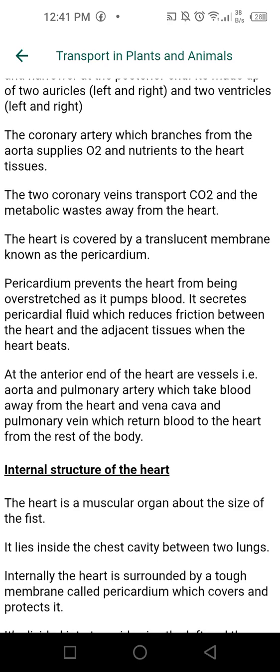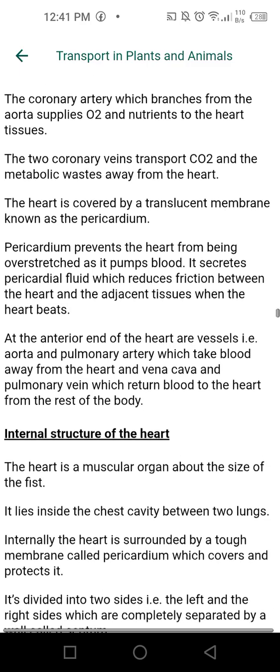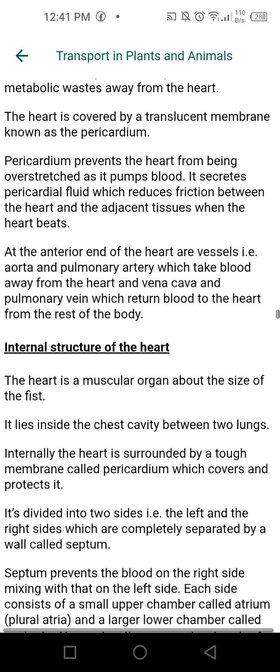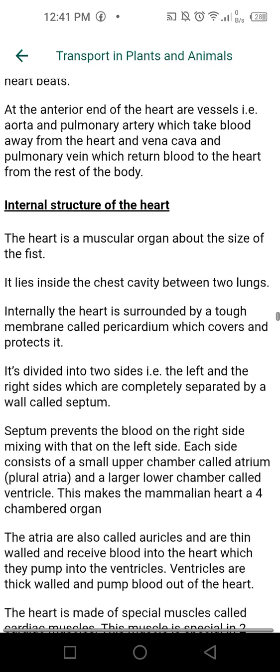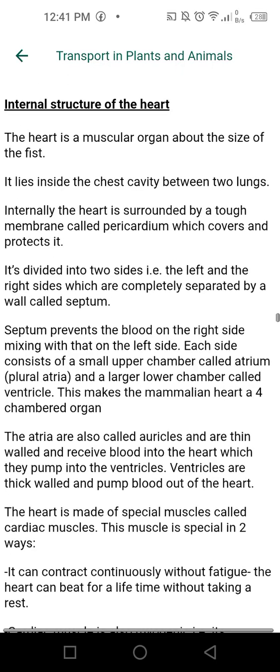Each side consists of a small upper chamber called atrium, plural atria, and a larger lower chamber called ventricle. This makes the mammalian heart a four-chambered organ. The atria are also called auricles and are thin-walled and receive blood into the heart, which they pump into the ventricles. Ventricles are thick-walled and pump blood out of the heart.